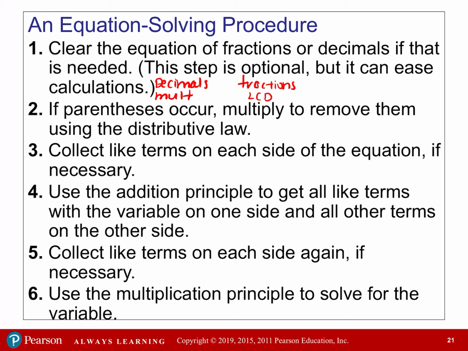2. If parentheses occur, multiply to remove them using the distributive law. 3. Collect like terms on each side of the equation if necessary. 4. Use the addition principle to get all like terms with the variables on one side and all the other terms on the other side. 5. Collect like terms on each side again if necessary. And 6. Use the multiplication principle to solve for the variable. All right, that's it for this section 1.1.